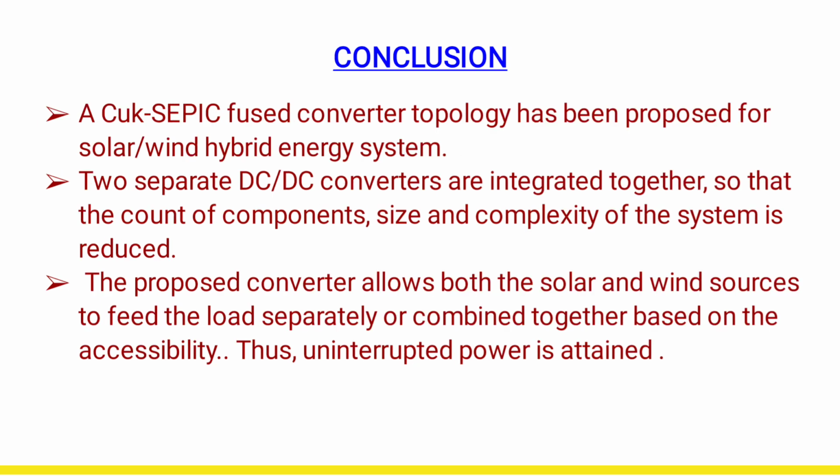I am going to conclusion. A CUK SEPIC fused converter topology has been proposed for solar-wind hybrid energy system. Two separate DC to DC converters are integrated together so that the count of components, size and complexity of the system is reduced. The proposed converter allows both the solar and wind sources to feed the load separately or combined together based on the accessibility. Thus, uninterrupted power is attained.